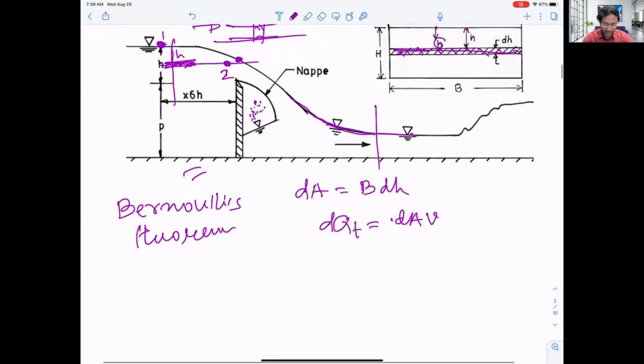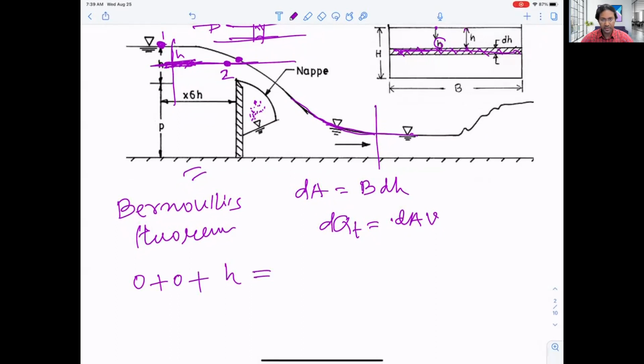For point number 1, the velocity is 0 and the pressure is atmospheric, so that will be 0. We will only have the elevation, that is h. If we consider that as our reference level, this point 1 is located h meters or feet above that reference level. Then it has to be equal to the total energy at point 2.